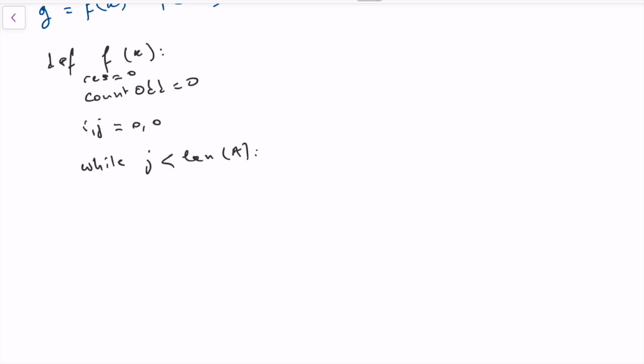we can just count the number of odd numbers. So that would mean we add 1 if the element at position j is odd, otherwise we add 0. And then we shrink the window if we exceed what we are looking for, right?